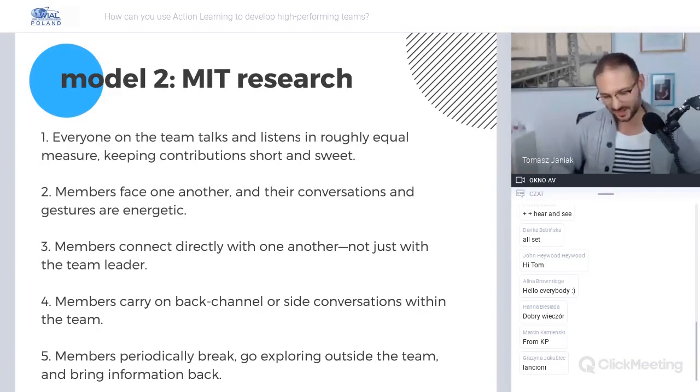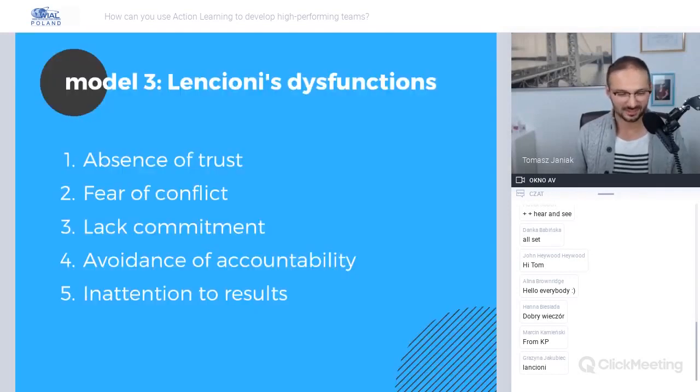Lencioni, Grzyna says, okay, that's a popular model. Lencioni's dysfunctions. Any other guesses? Not really. Okay, well, let's take a look. Yes, it is Lencioni. Patrick Lencioni some time ago developed this model of team dysfunctions. And for some reason, he has five characteristics of low-performing teams. But we can obviously change them into high-performing teams. Congratulations, Grzyna.